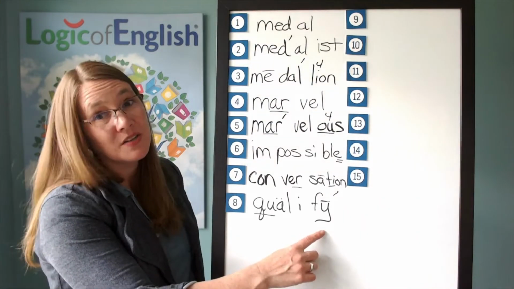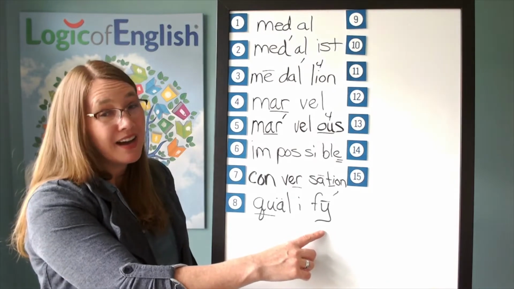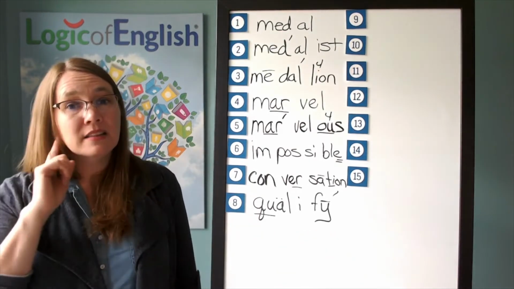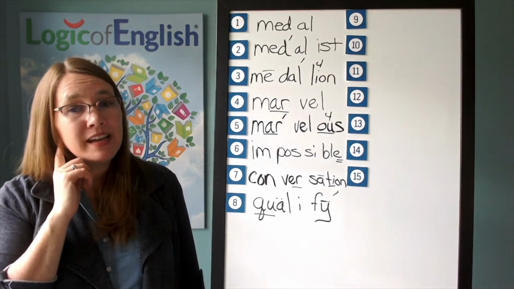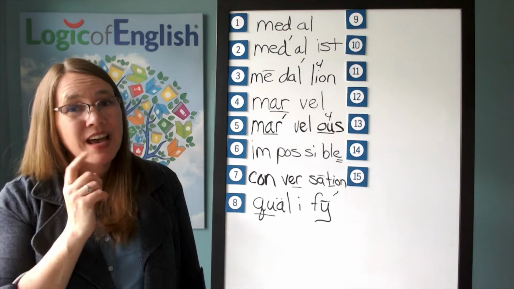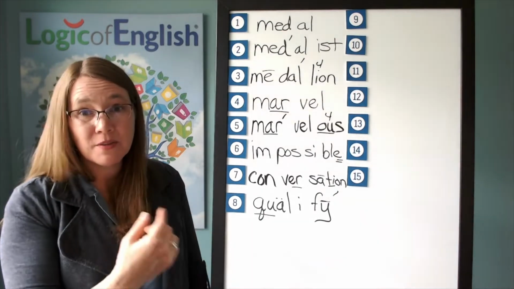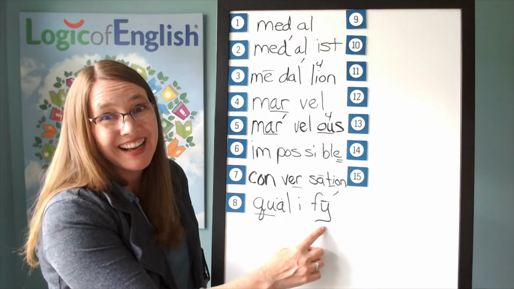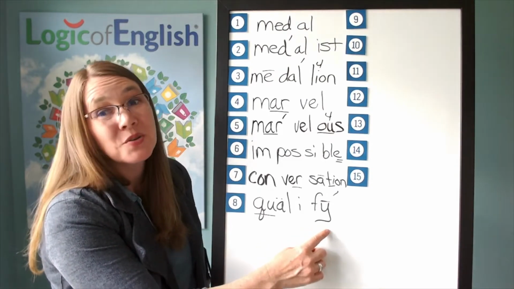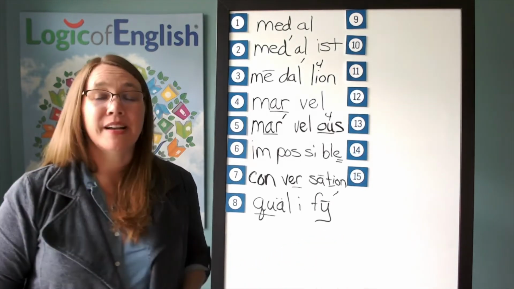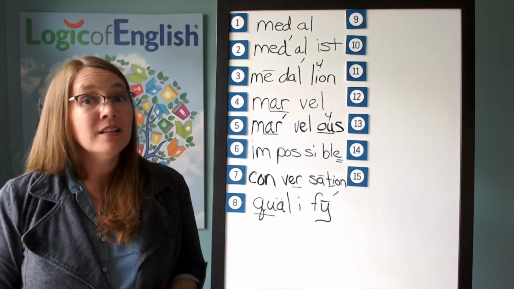And what do we need to know when we're writing qualification? So we need to know that the Y changes to I when adding any ending unless the ending begins with I. Let's sound it out. Qualification. So that sound before that comes after here. Qualification. It's a k, right? So what are we going to do? We're going to change this to an I. All right, let's sound it out. Qualification.